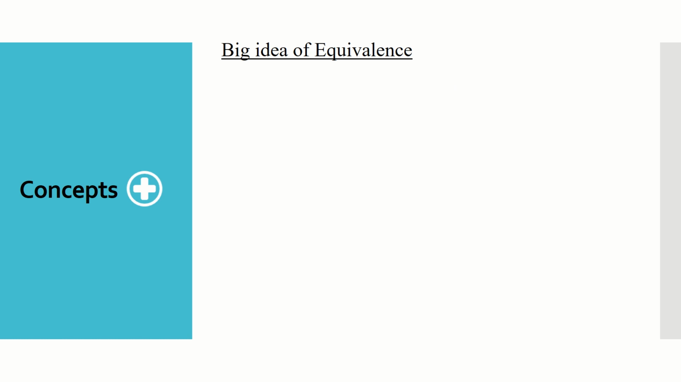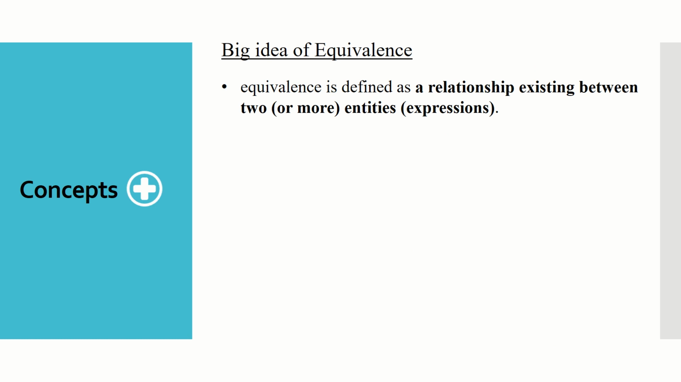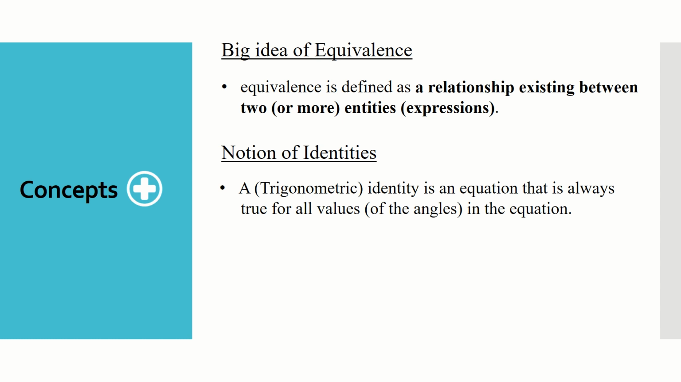That brings us to the last two concepts. In mathematics, equivalence is defined as a relationship existing between two or more expressions. Also, an identity is an equation that is always true for all values in the equation.